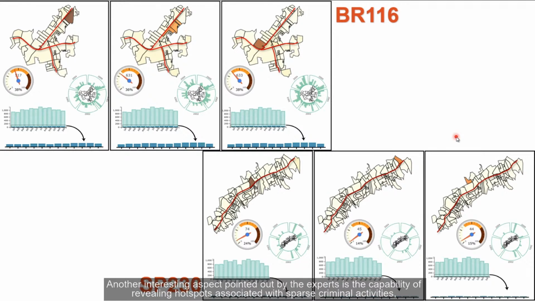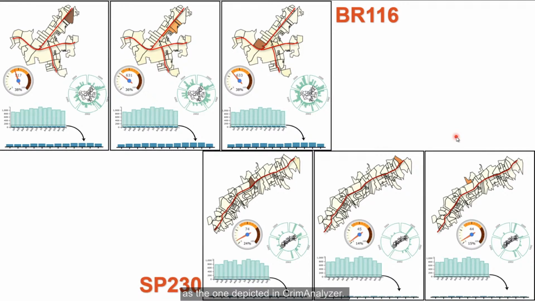Another interesting aspect pointed out by the experts is the capability of revealing hotspots associated with sparse criminal activities, as the one depicted in Crime Analyzer. Notice that these findings could hardly be made without the visual research enabled by systems such as Crime Analyzer.